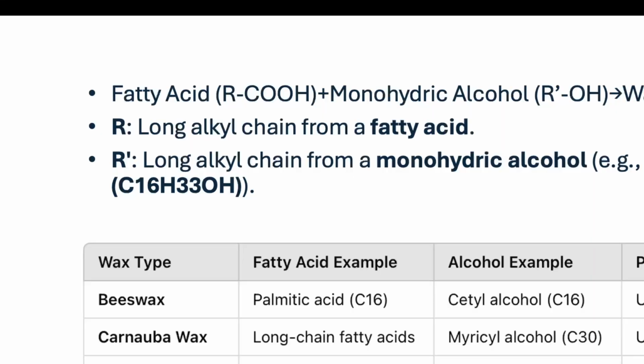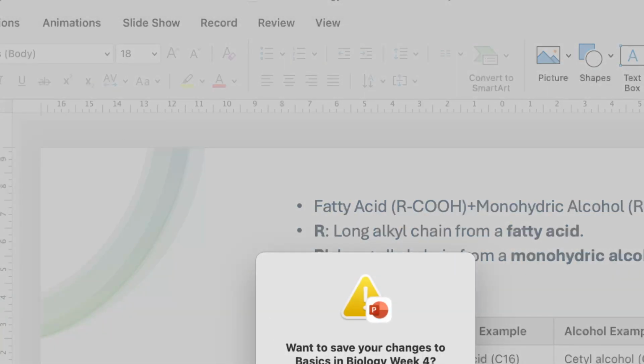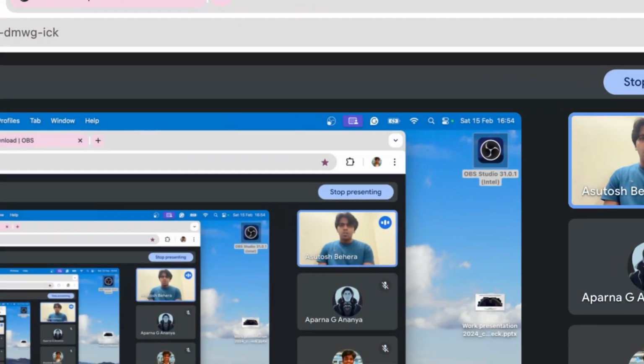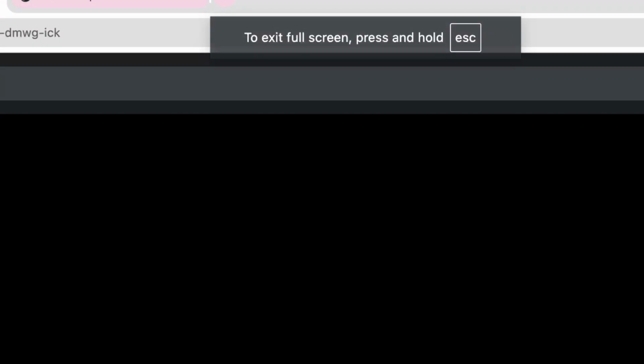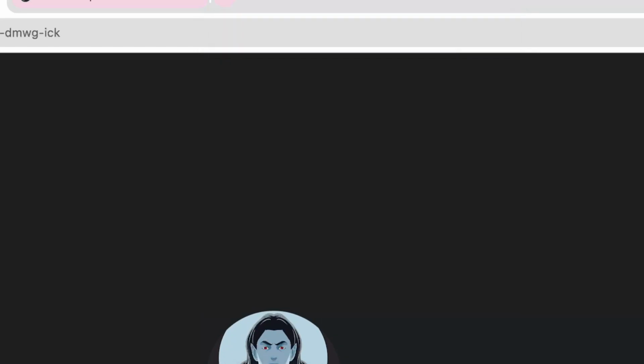Great. So with this, we come to the end of our problem solving session. I'll close this slide and stop presenting. I hope this session was informative and you could learn something from it. And we finished well before time.